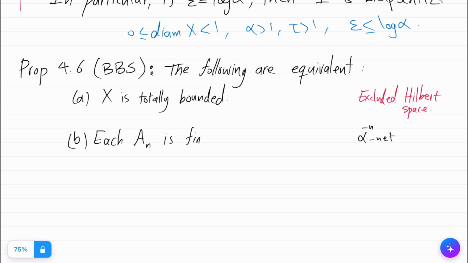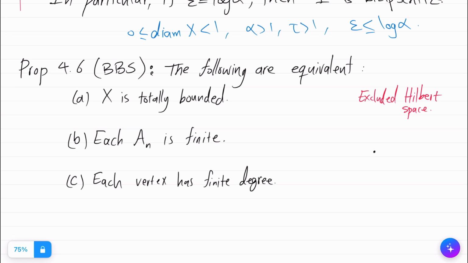Well, there's no proof really of the equivalence of A and B, because that's basically the definition, and every positive epsilon is less than alpha to the minus n for some n. So that takes care of the equivalence of A and B, just definition. And C says that each vertex has finite degree.